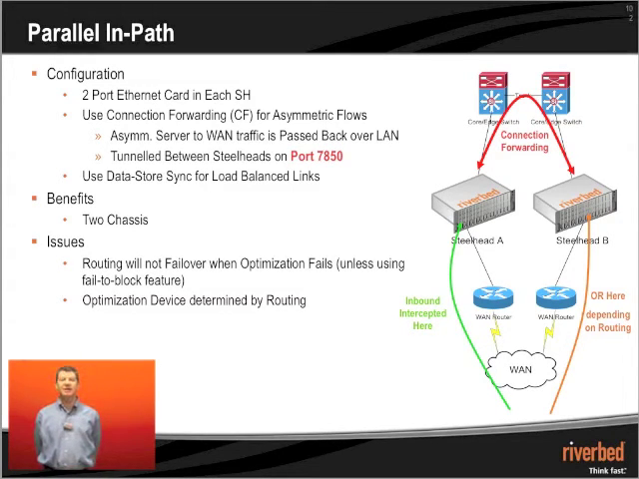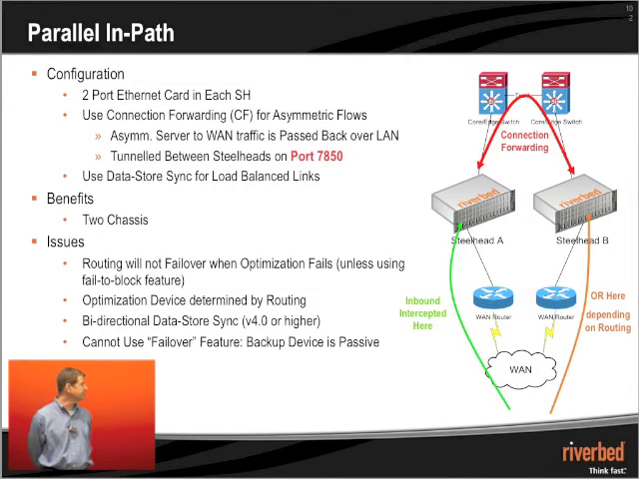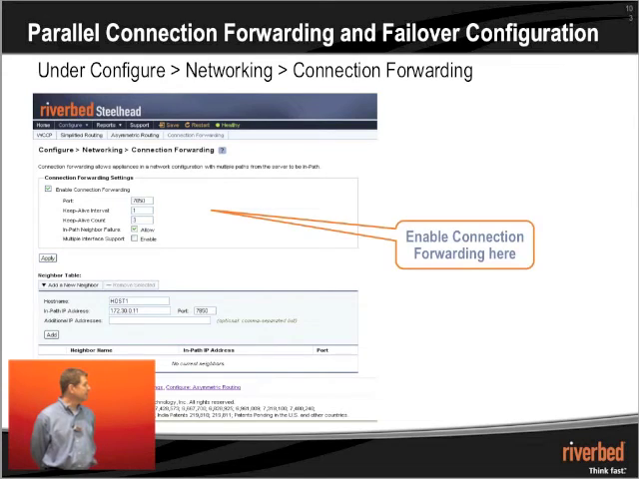Remember that we need one steelhead to optimize the connection. Each connection has a single steelhead that it is assigned to, and that conversation list is shared between these two steelheads in this type of failover configuration. Connection forwarding is configured here in the enable connection forwarding list, and then the neighbors are defined below.